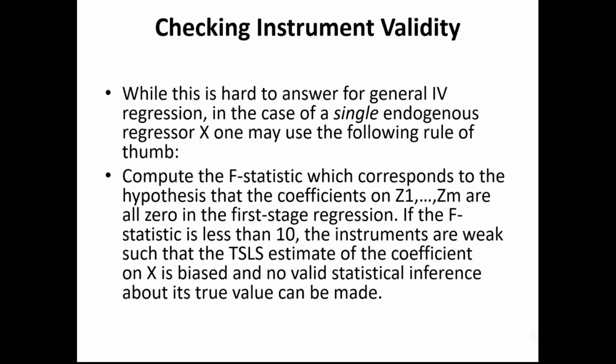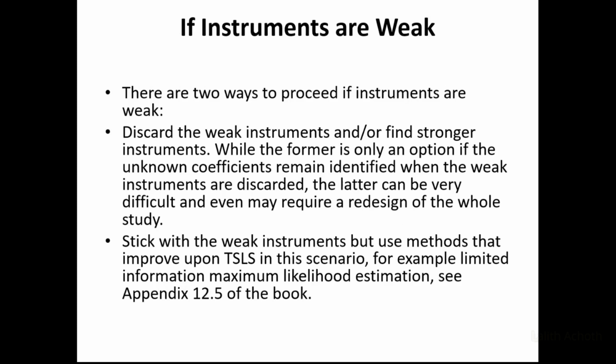Isn't it? The instruments are weak, such that the two-stage least squares estimates of the coefficients of X are biased and not valid. Valid statistical inference about the true value cannot be made. You should remember this: you should not use an instrumental variable randomly. Rather, you should use it after you have done the test that the instrumental variable is significant. If it is not, then the two-stage least squares estimates of the coefficients will be biased and not valid for statistical inference.